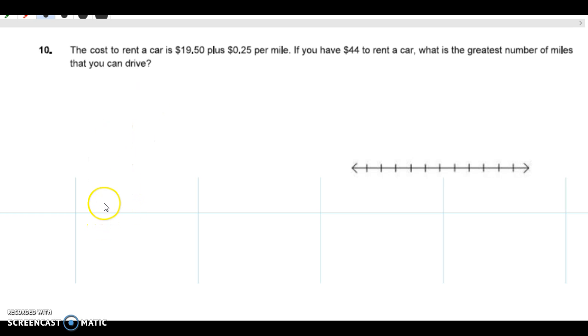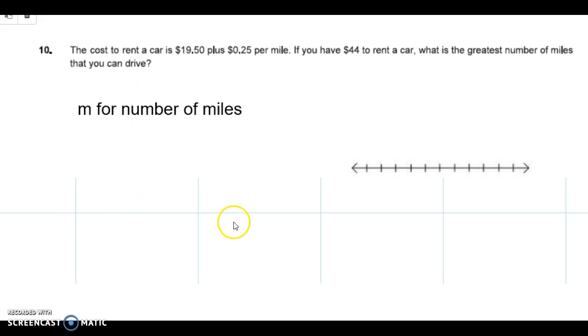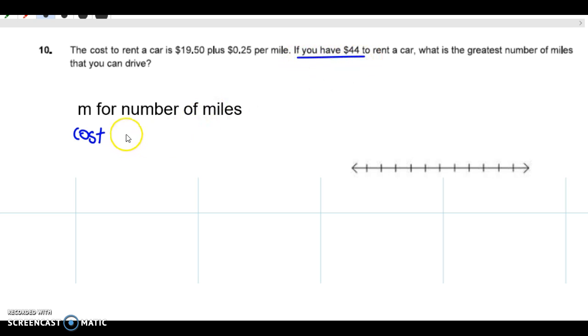Okay, so we again need a variable. So I'm choosing M for number of miles. So one thing for sure is that we only have about $44 to spend. So we know that the cost must be less than or equal to $44. We cannot spend more than $44. So the cost has to be less than or equal to $44.